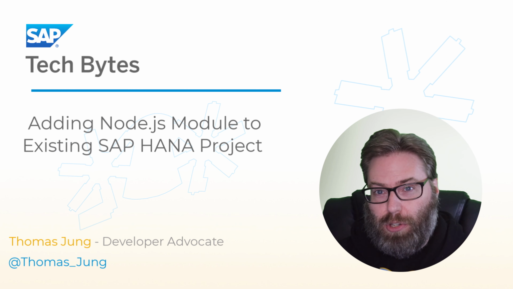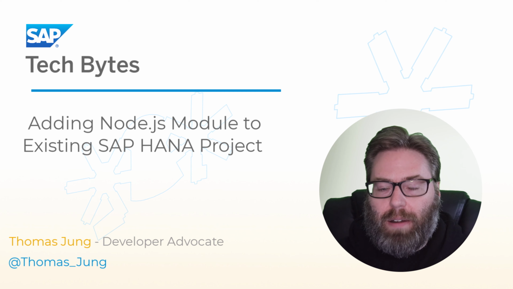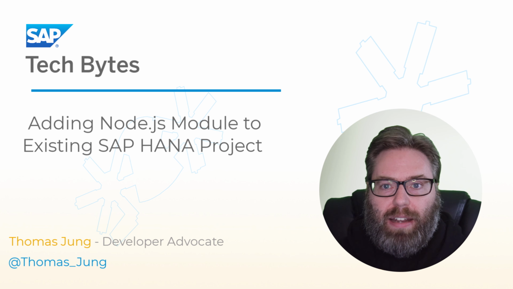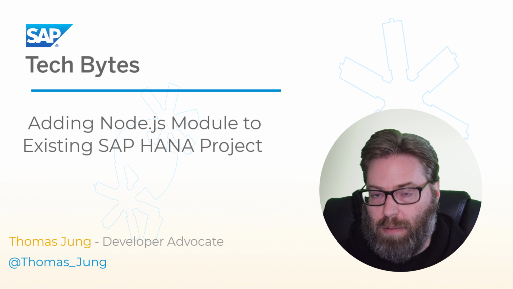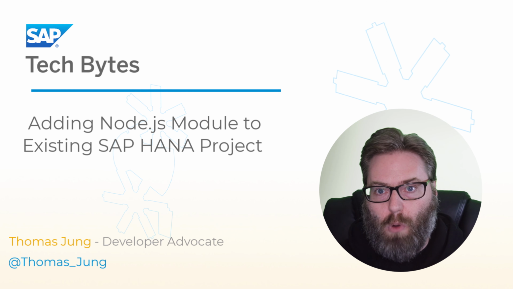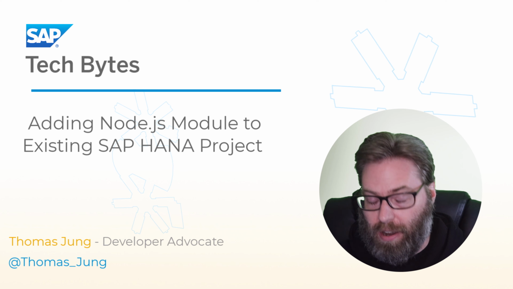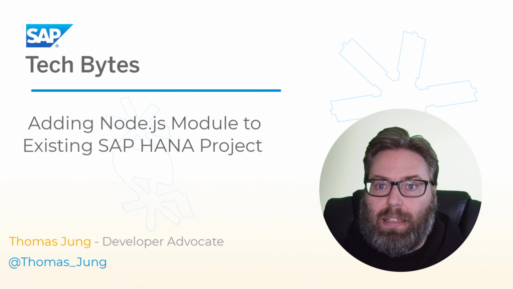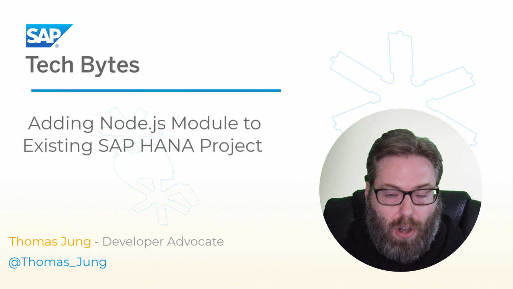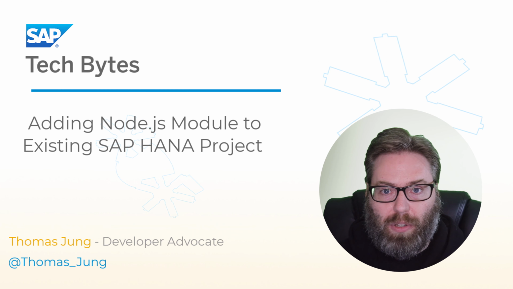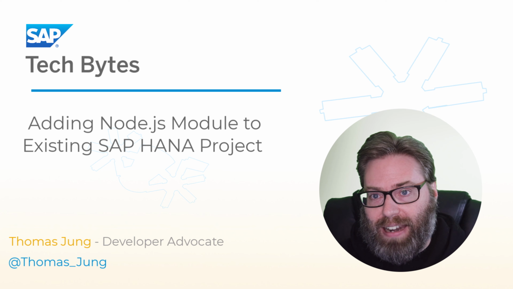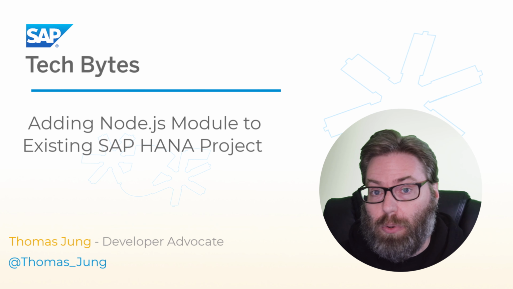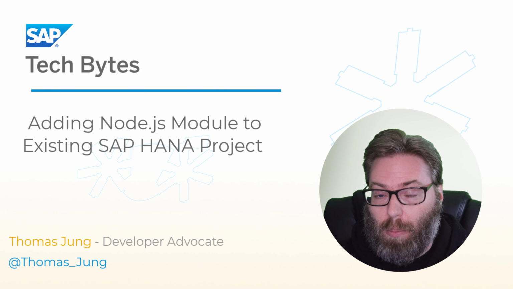This is part 2 in a little series that looks at the fact that you have an existing HANA database only project and you want to add some service layer enablement on top of it. In the previous video, we started with this premise of the HANA only project, and then we decided to transform it into a cloud application programming model project.